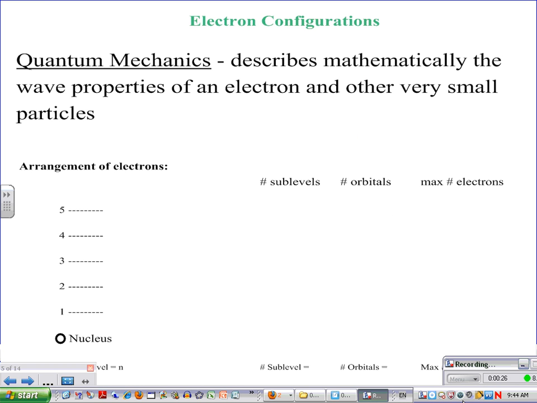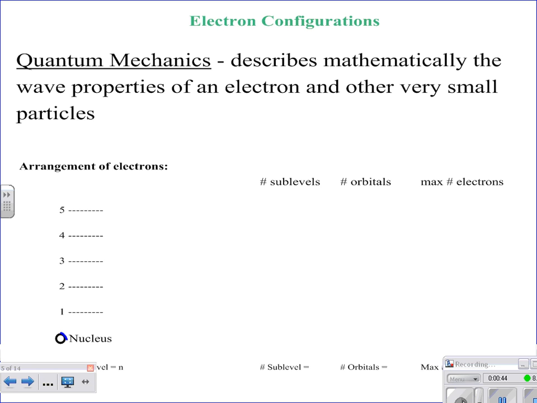So here's our new stuff, and this is the notes that you have in front of you. You've got quantum mechanics, and this is what Schrodinger came up with, and it's a mathematical approach to figuring out where these electrons are and the properties that they exhibit. So the way this chart is set up is that we have our nucleus down here, so we're showing that we have increasing energy levels as you get further and further away from the nucleus.